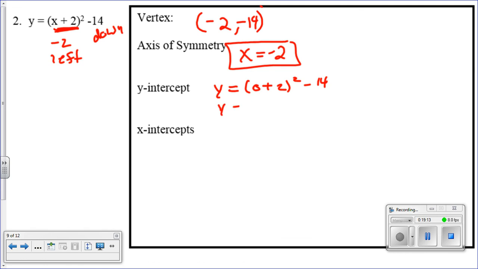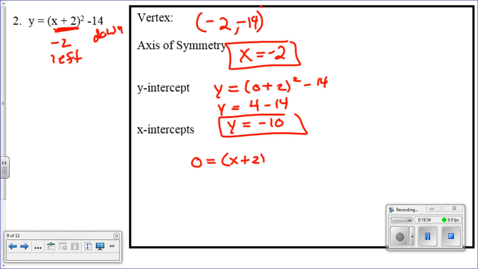So now we get, let's see, 2 squared, which is 4, so 4 minus 14. So that means your y value here is negative 10. Okay, now to get your x-intercepts, you're going to put 0 in for y. So if I put 0 in for y, I get (x + 2) squared minus 14.